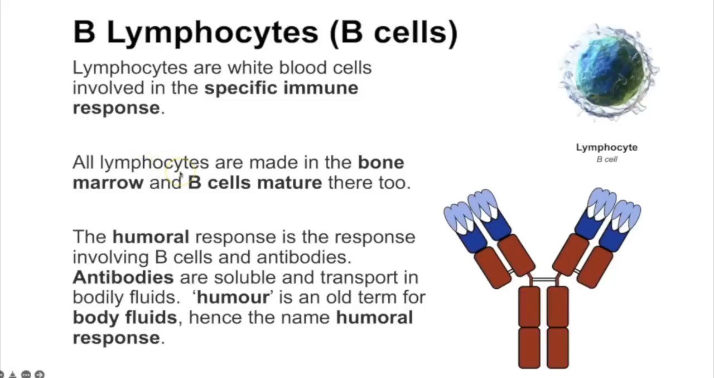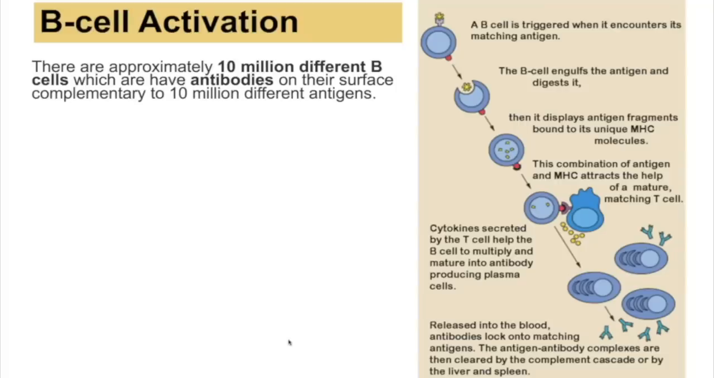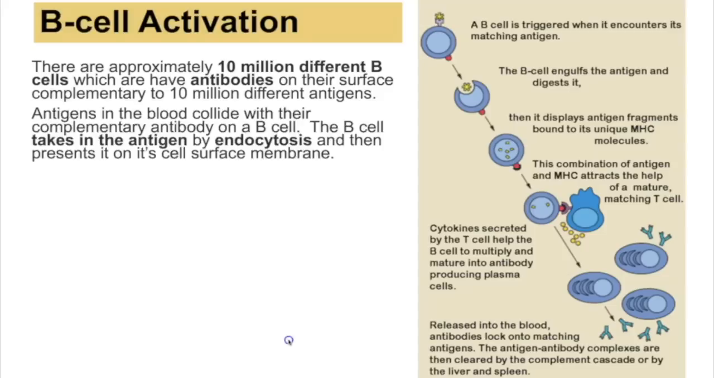As we already said, all lymphocytes are made in the bone marrow, but B cells mature in the bone marrow as well, which is why they're called B cells. This is now called the humoral response, and this is the one that involves antibodies. Antibodies are soluble and transport in bodily fluids, and humour is an old term for body fluids, and that's why this is called the humoral response. There are approximately 10 million different B cells which have antibodies on their surface, complementary to 10 million different antigens.